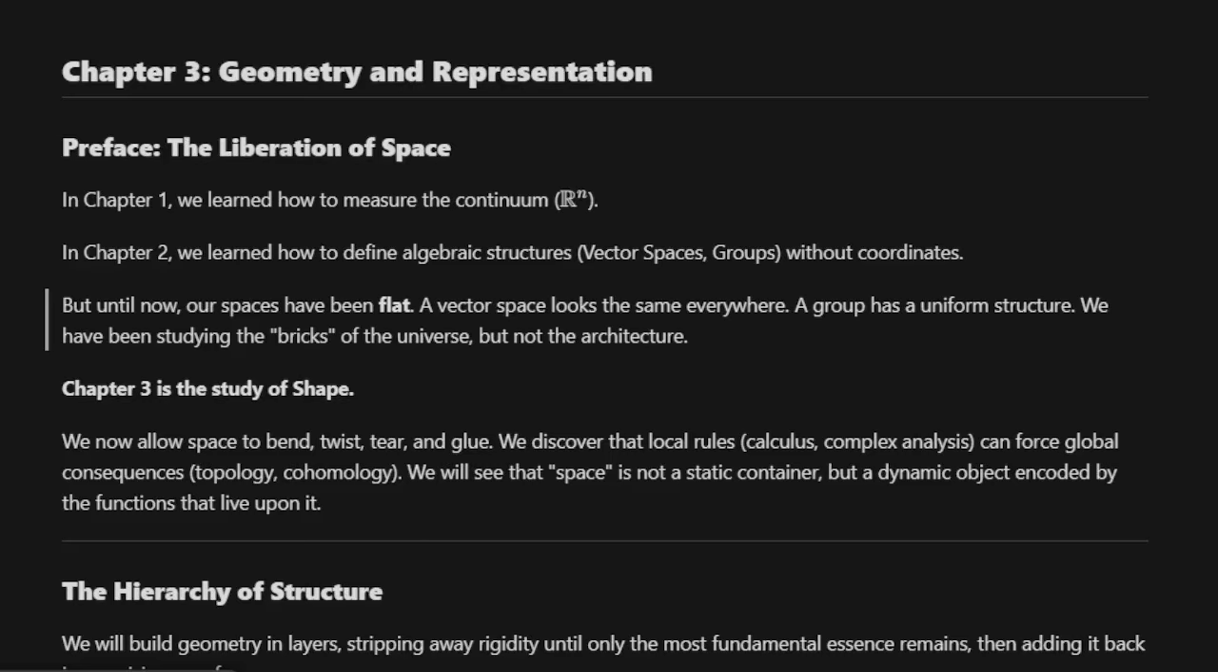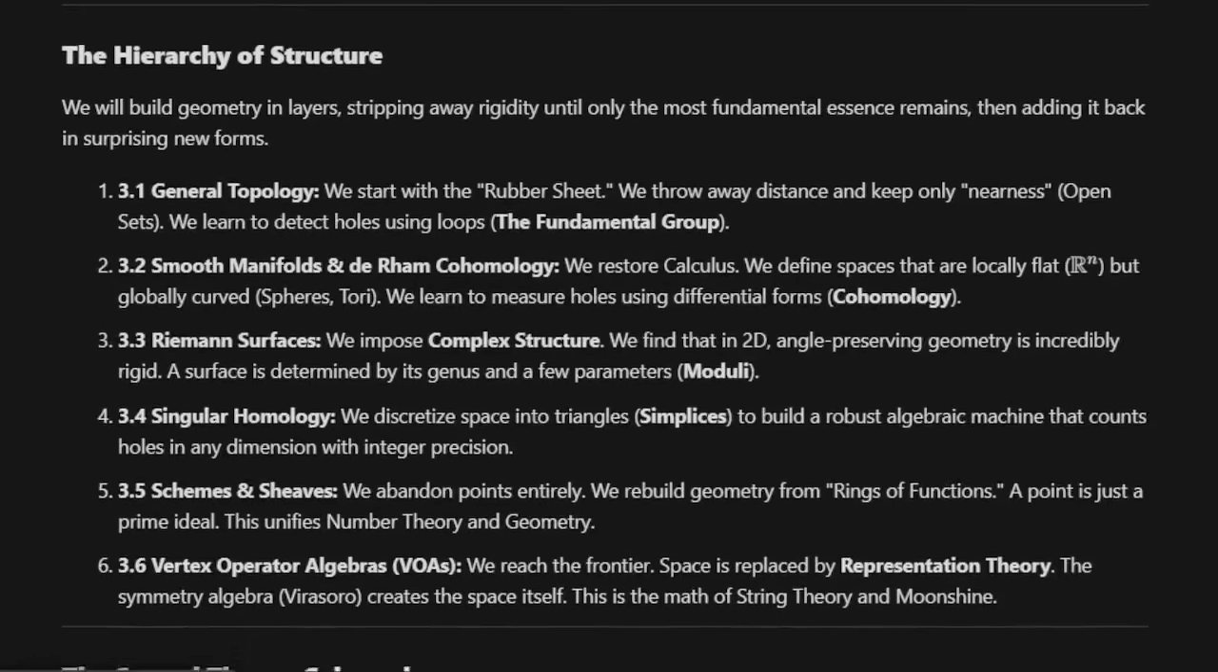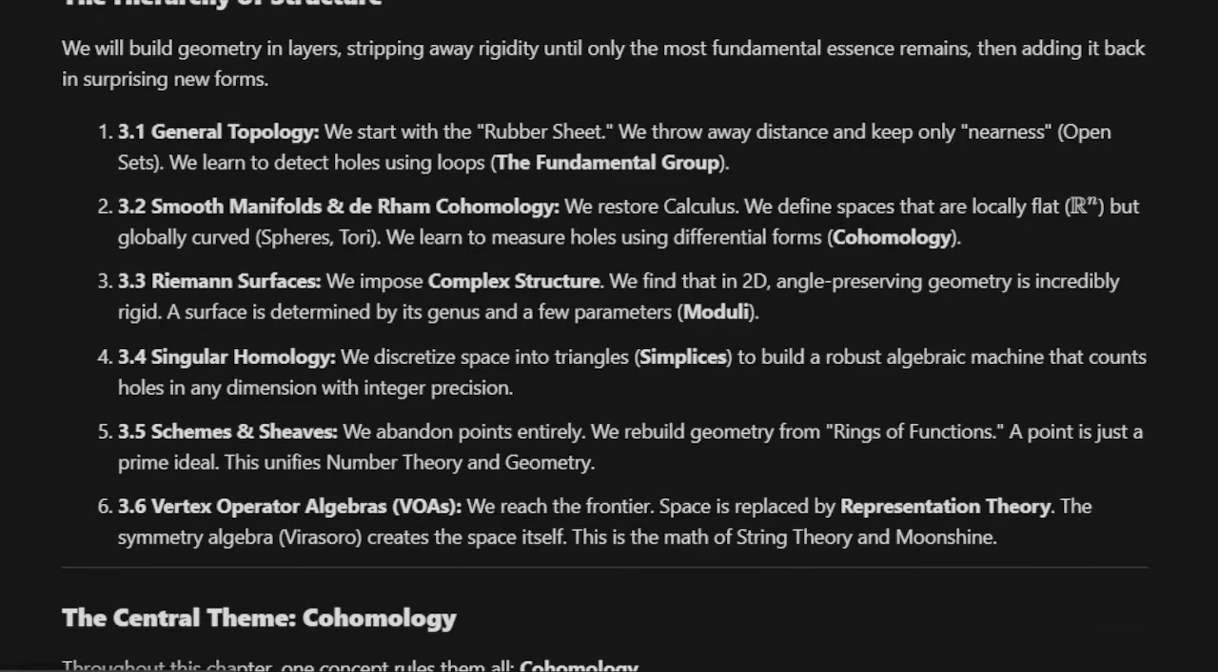So to understand the physical universe, we really can't just study the bricks that make it up, right? We've constructed the objects, which are the bricks, but we also need to study the shape of the building itself to really understand that. And chapter 3, geometry and representation, is going to be the study of shape. So we're first going to liberate space, and we're going to allow our coordinate systems to warp themselves.